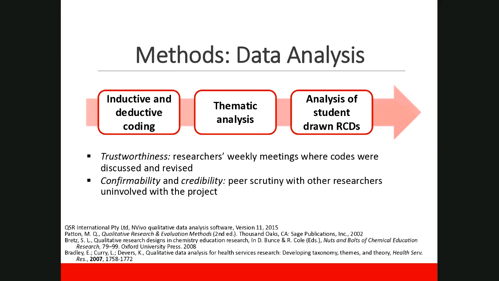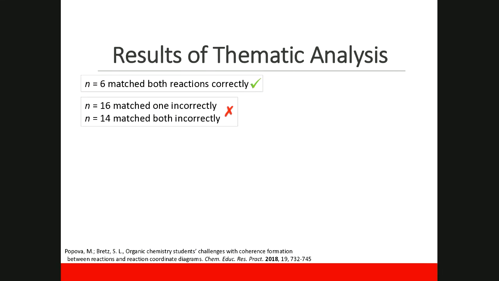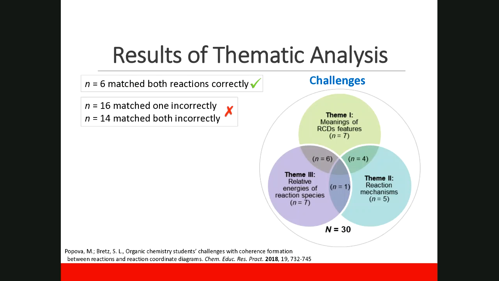As I will remind you again, students were asked to make connections between two reactions and reaction coordinate diagrams, and we had 36 students in our sample. So out of the 36 students, 6 matched both their reactions correctly, so that's great. However, 30 students made mistakes. We have 16 students who matched one of their reactions correctly, and we have 14 students who made mistakes with both of their reactions. We performed thematic analysis, and we were able to identify 3 themes that explain the challenges that students had with this task.